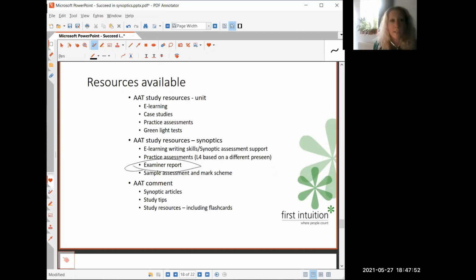So within the AAT resources, there is an examiner's report for every single unit at AAT, and they are so useful. Within that, the examiner will go task by task and will say, these are the things people do well, these are the things that people don't do so well. So it can really help you. Make sure you don't fall into the same trap as the people did last year. So it gives a very balanced assessment across all of the responses that will have been produced.